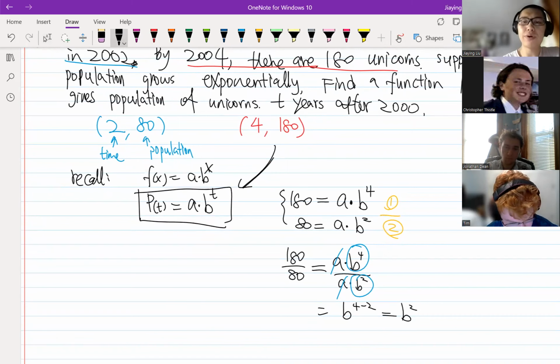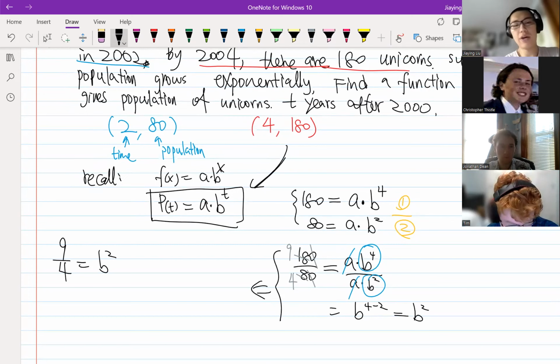What about the left side? Well, we can also simplify that since that's 180 divided by 80. So we can drop the 0 at the end and it becomes 18 divided by 8. And 18 divided by 8, we can both divide by 2. So that's 9 over 4. So what we end up with, I'm going to put it on the left, is 9 over 4 equals B squared.